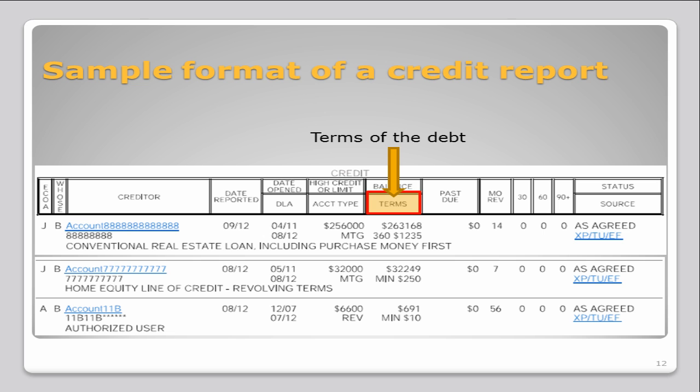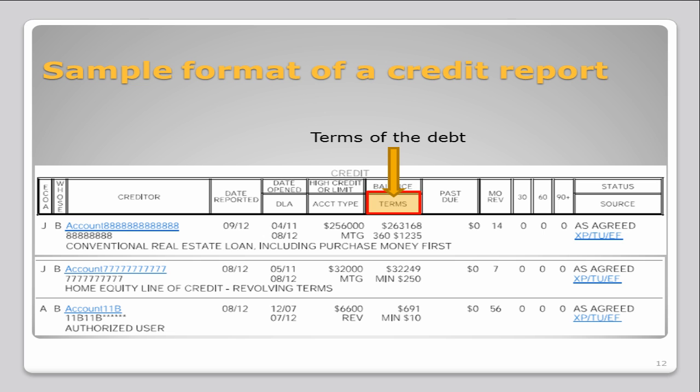The next one we're looking at is below balance. That's the terms of the debt. In the terms, it's going to show the number of months and the amount of the monthly payment. And then on revolving credit, you'll see the amount of the minimum payment only. So we have 2 examples of that right here on this example credit report.